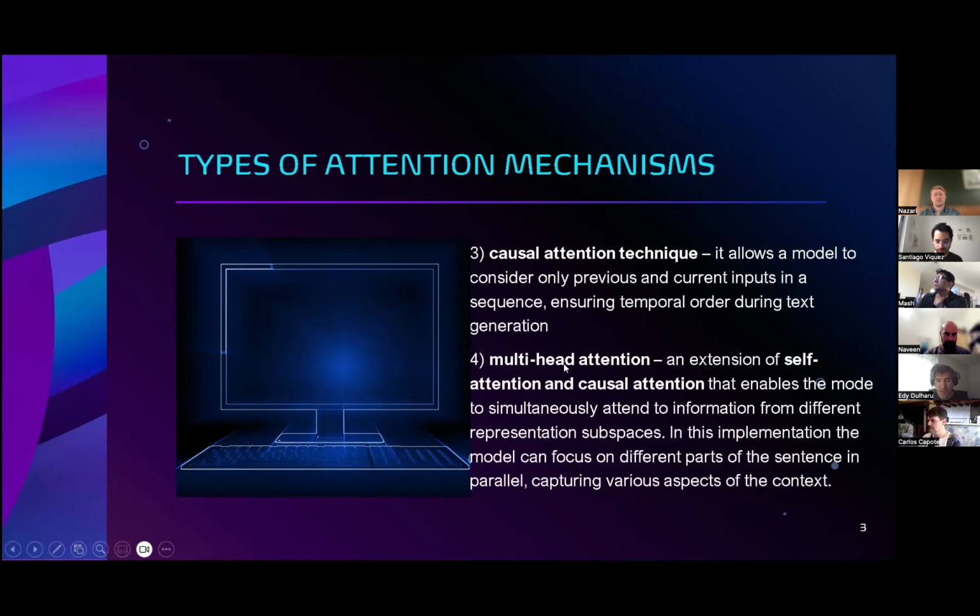And the last mechanism is multi-head attention, which is basically an extension of the causal attention, and it is basically a kind of creating multiple variations of this causal attention, each of which will be defined as a head, and basically multiple heads will be simultaneously attentive to various aspects of the input in order to extract as much understanding from the input and to make, of course, the prediction of the next token better.